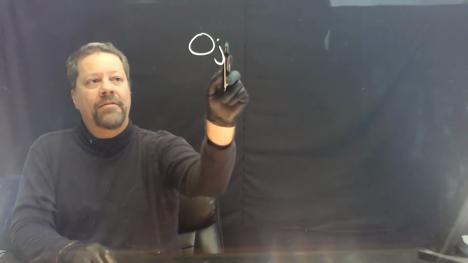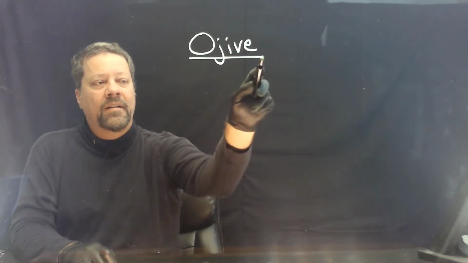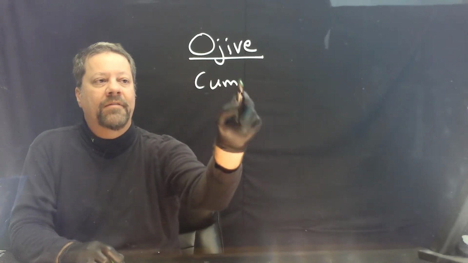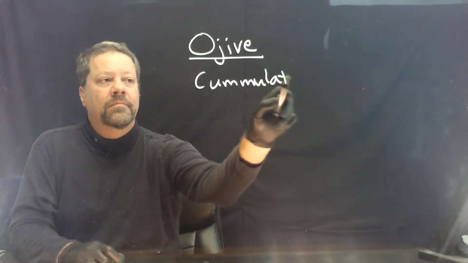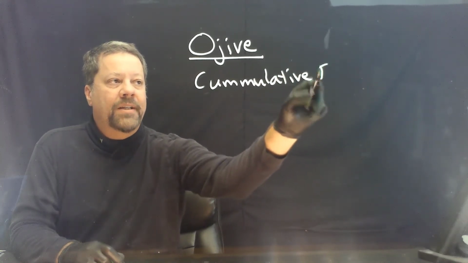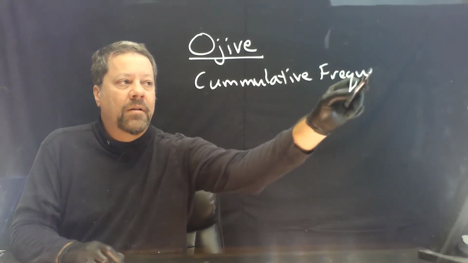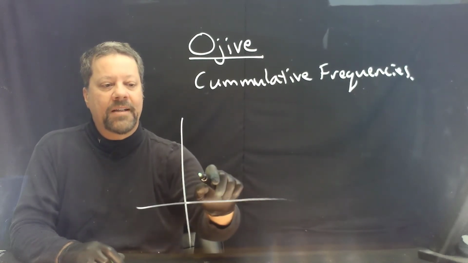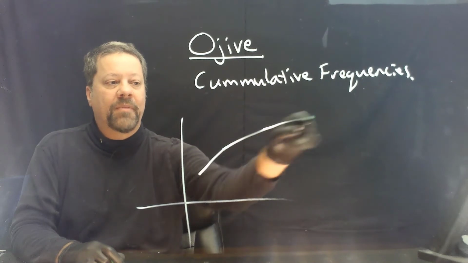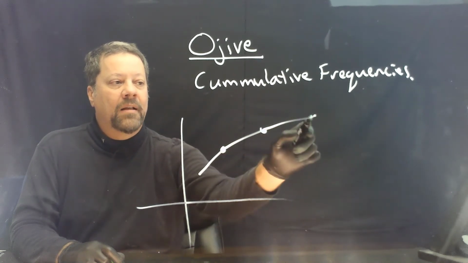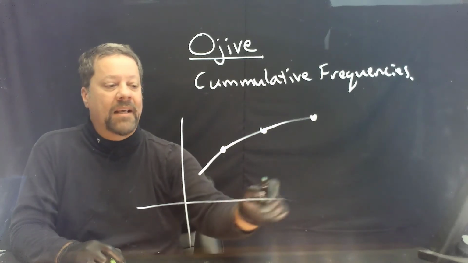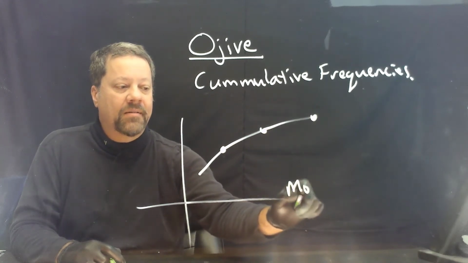An ogive is similar to these frequency polygons, but we use cumulative frequencies. And since they're cumulative frequencies, it has to add up all the frequencies from before. And so you might end up with something that looks like this. It must be monotone increasing.